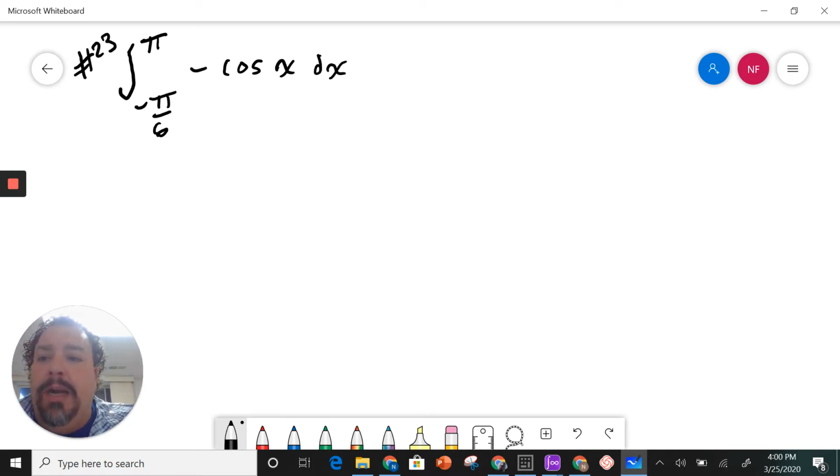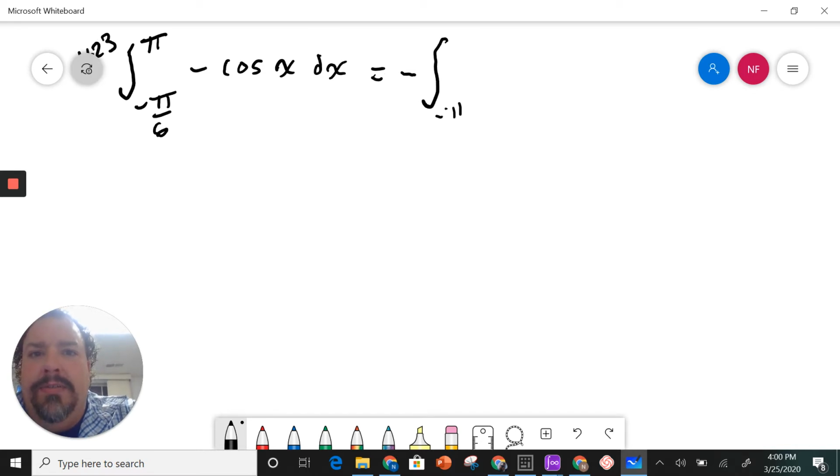This one, you can see, doesn't require any u substitution. So we've got cosine right here, and we can take the integral of cosine. But before we do that, some tricks here. Since you have this negative right out here, one thing we can do is take it to the outside, and you can take any constants to the outside. So that negative can go to the outside of our integral, and we've got negative, same bounds here, negative pi over 6 on the bottom, up to pi, of cosine x dx.